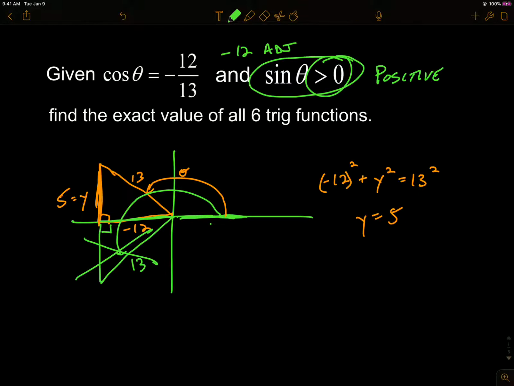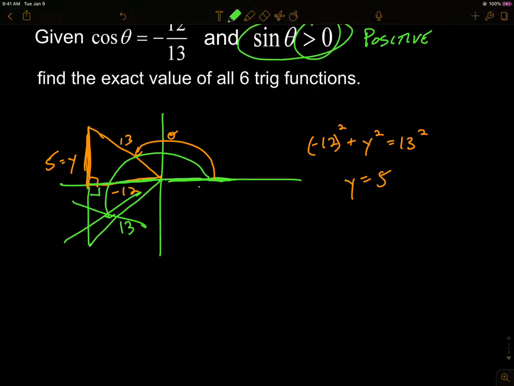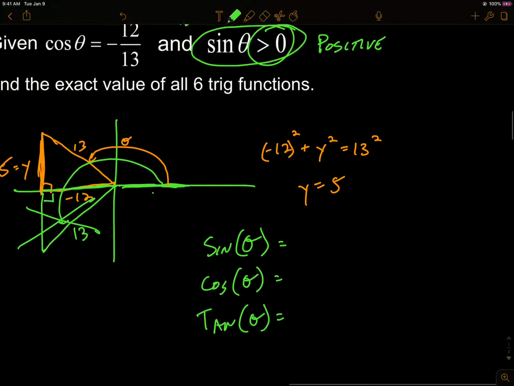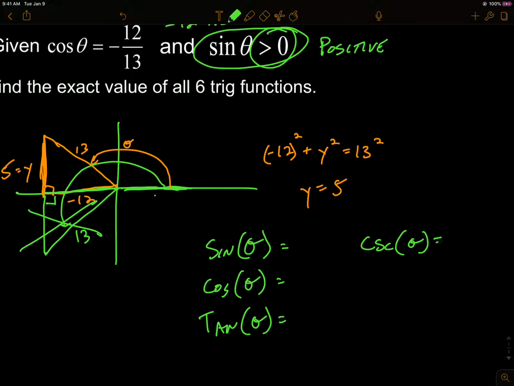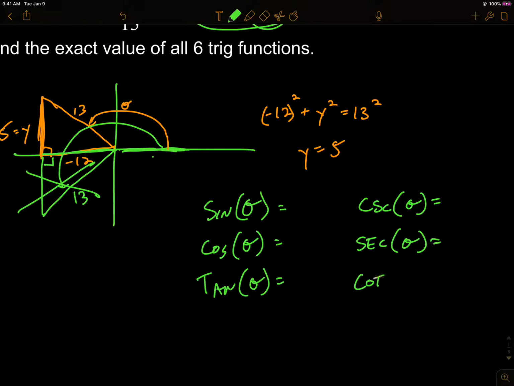All right, so we want to find the exact value of all 6 trig functions. So we've got sine of theta, cosine of theta, tangent of theta, cosecant of theta, again that's the reciprocal of sine, secant of theta, that's the reciprocal of cosine, so I put them on the same line, and cotangent of theta, which is the reciprocal of tangent.